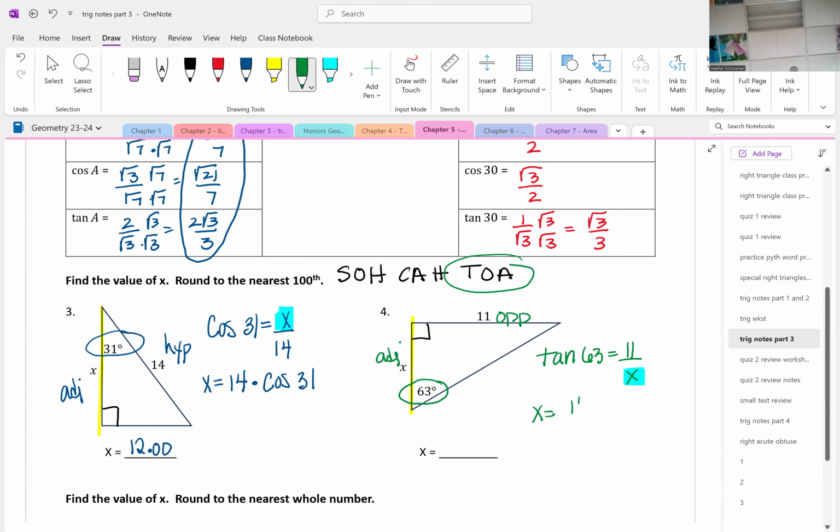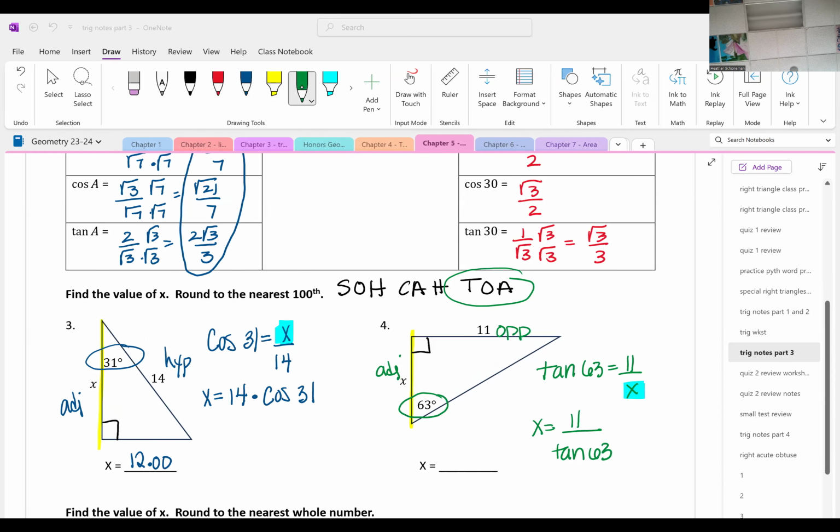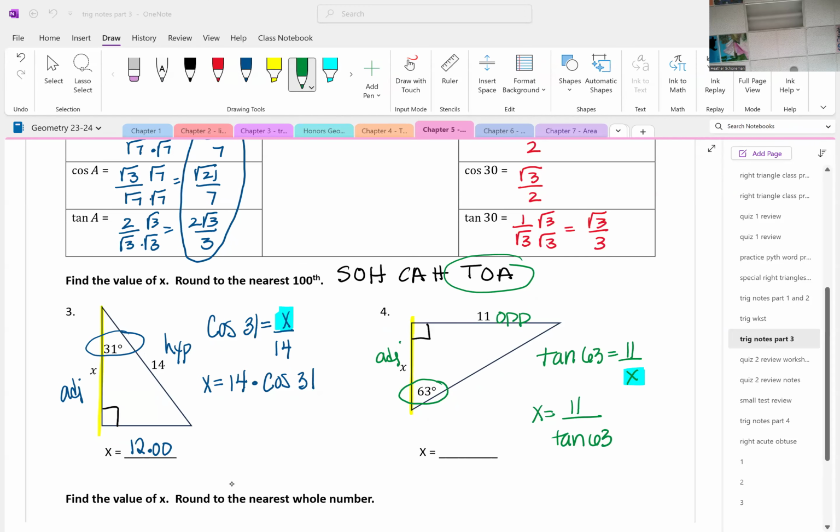So in our calculator, we're going to do 11 divided by the tangent of 63. Always do the number first and the trig function second. So when I put that in my calculator, I'm going to do 11 divided by the cosine of 63. Oh, except this was the tangent. I apologize. Let's try that again. 11 divided by the tangent of 63. It's my fault. Short-term memory.